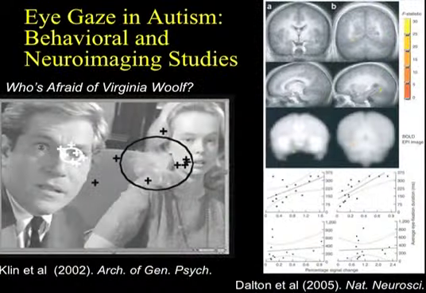Ami Klin and his group at Yale showed a movie called Who's Afraid of Virginia Woolf, or at least part of it, to a group of individuals with, I think they were adults, with autism, and a comparison group, and they found that individuals without autism with normal development very much looked at the eye region of faces to get information about the social and emotional interactions that were happening during these clips. Whereas people with autism tended not to look at the eye region, but more often to the mouth or to other non-social aspects of the environment or the background.